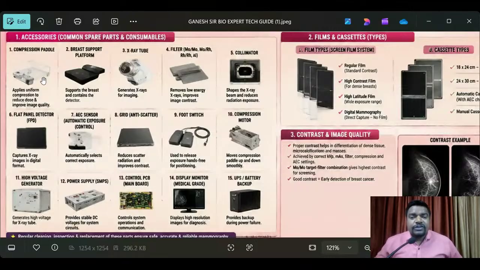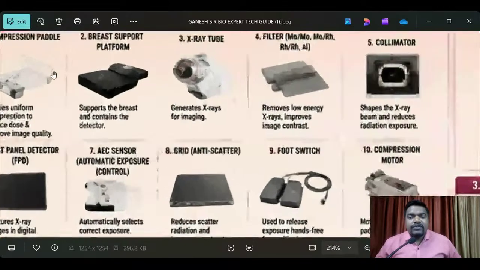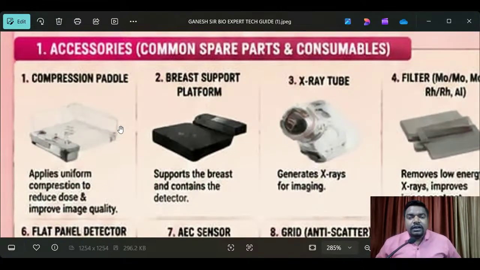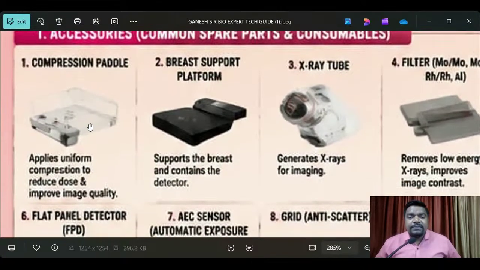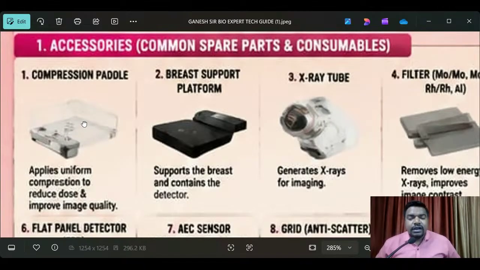So first point is the compression paddle. I will zoom in right now and then you can see it very clearly. Common spare parts, see here. Now I'm going to zoom this. Then it is visible. So compression paddles are compatible with the breast. Is it visible right now, my dear engineers? Yes, come on. Keep watching. It applies uniform compression to reduce dose and improve image quality. Here the breast will be placed on this area. I hope you got it.